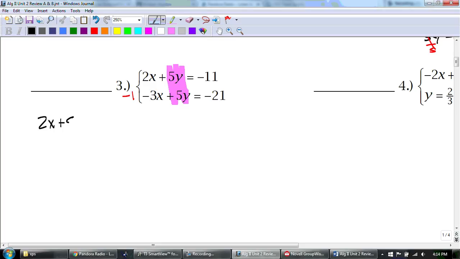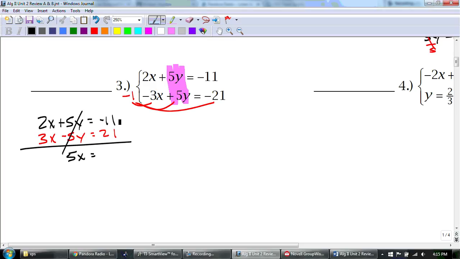So my top equation stays the same, 2x plus 5y equals -11. And then we're distributing the negative. So that turns to a positive 3x, a negative 5y, and a positive 21. So just like we wanted to, the y's cancel, and we get 5x equals -11 plus 21, which is 10. And then when we divide both sides by 5, we get that x equals 2. Great. x equals 2. But what about y?